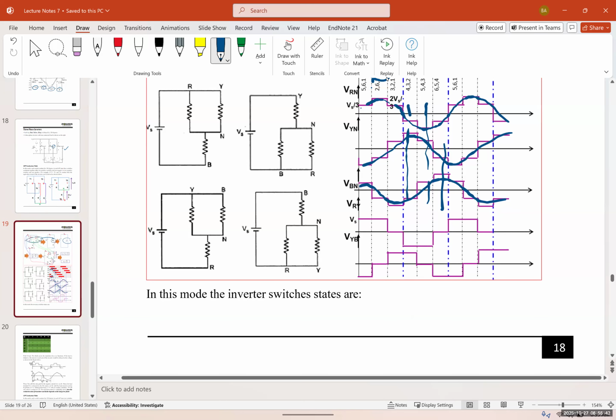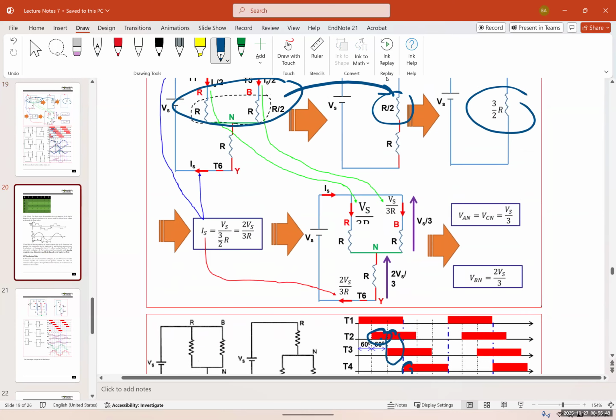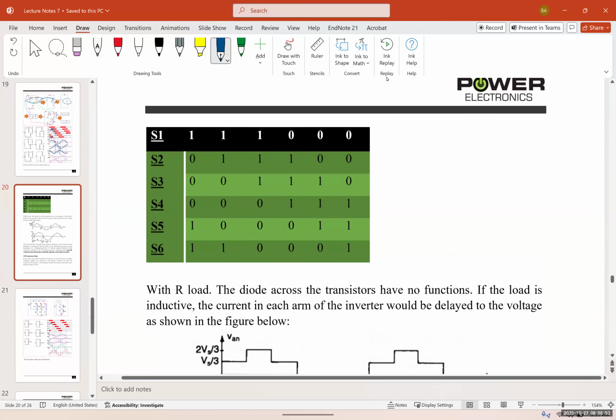Okay. Now in this mode, the inverter switch states are as follows in this table. You can see that S1 is 111000, where 1 means turned on and 0 means turned off. S2 is 011100, S3 is 001110, S4 is 000111, S5 is 100011, and S6 is 110001.